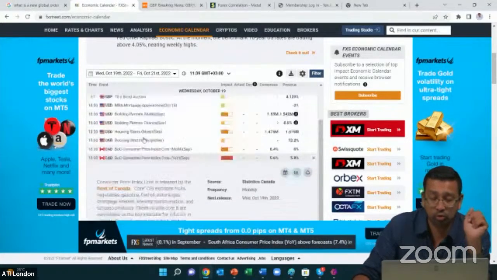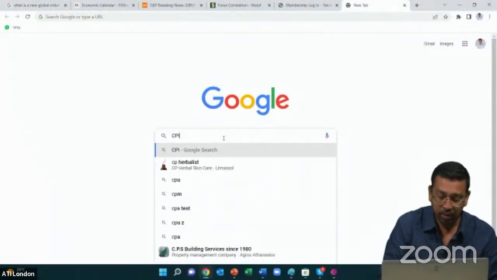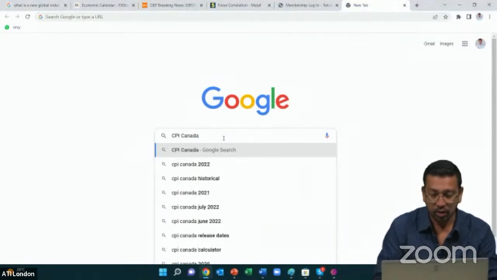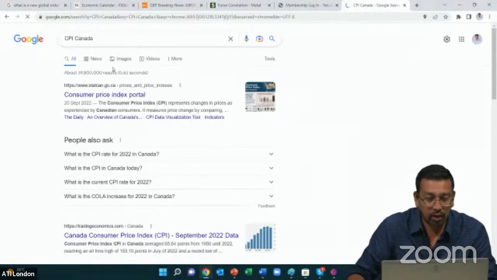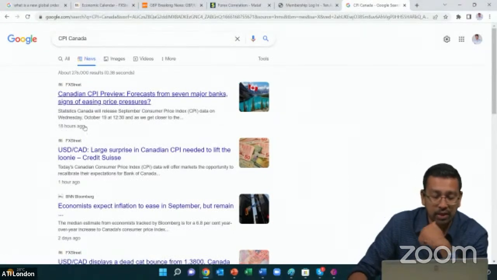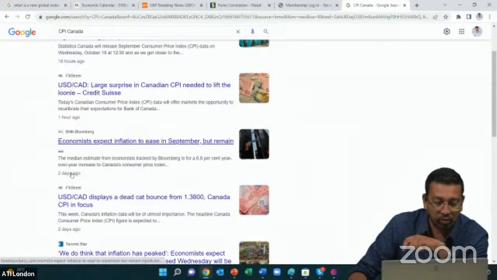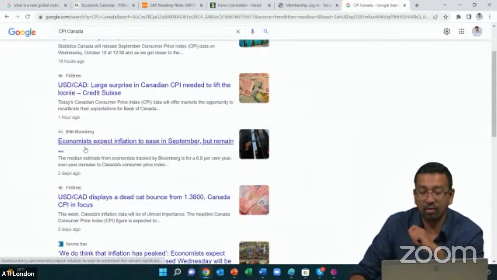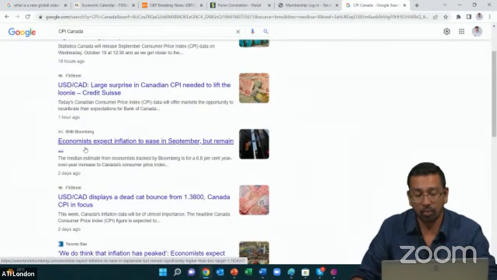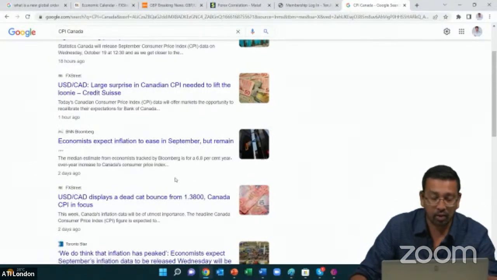So what you can actually do very easily is type in Consumer Price Index Canada. So we go on to Google right here. So we've got CPI Canada, right? And you just click onto that and click onto the news section right here. Now, here you can see 18 hours ago, an hour ago, a release by FX Street as well. We've got 2 days ago, economists expect inflation to ease in September, but remain, whatever they are actually saying, you need to click onto it and then you can actually read more.